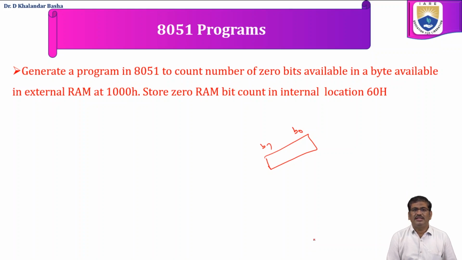So for this, you can shift the data towards the right side or left side. Once the data is shifted, the bit will be copied into the carry flag. Then we will examine the carry flag. If carry flag equals 0, increment the count. Else, if carry flag equals 1, don't update the count. So for writing this program, the data can be shifted towards either the left side or right side.